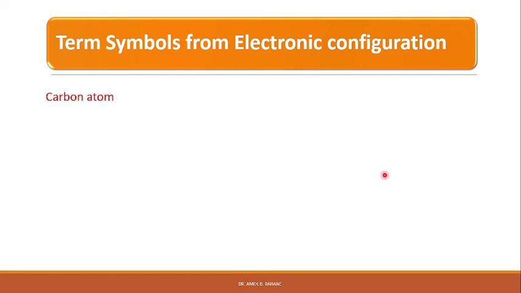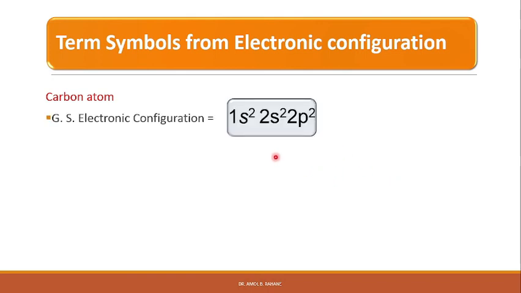Let us move to the carbon atom. The ground state electronic configuration for carbon is 1s2, 2s2, 2p2. The 1s shell is completely filled, and the 2s subshell is also completely filled. So we are left with only the 2p shell, in which two electrons are there, and these two electrons will go with their spins unpaired in two different sub-orbitals of p, right?